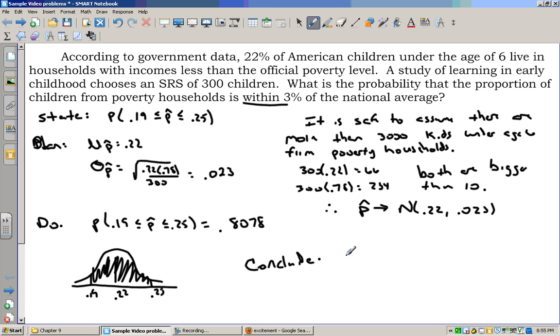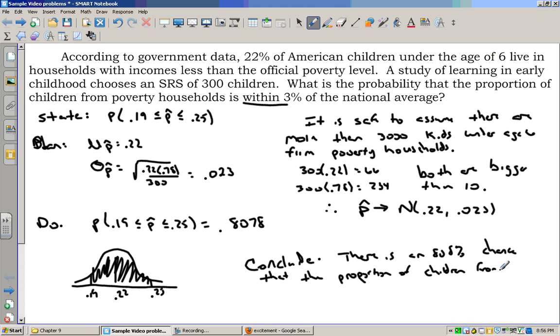So we would conclude that there is an 80.8% chance that the proportion of children from poverty households in this survey, in this sample, in this SRS, will be within 3% of the national average.